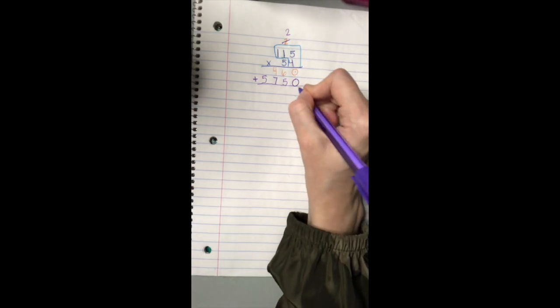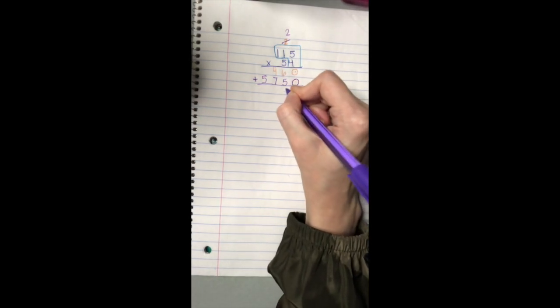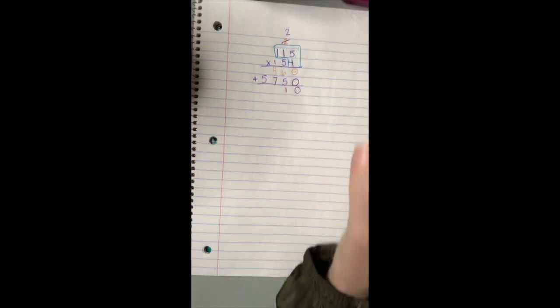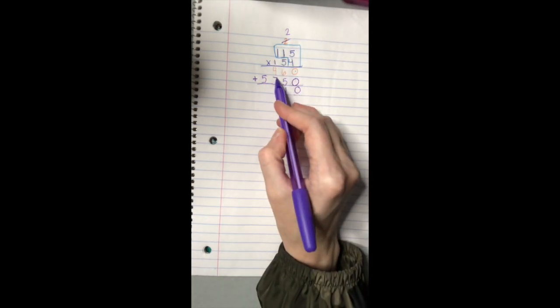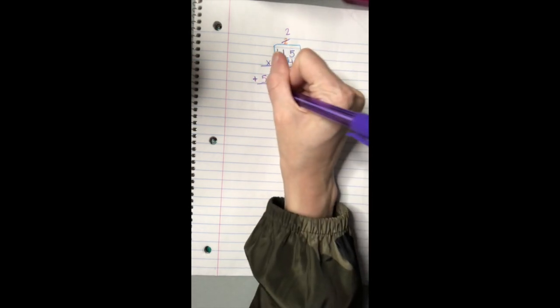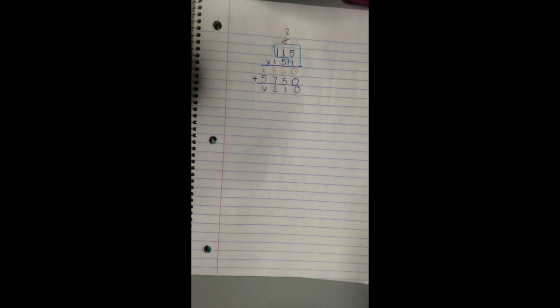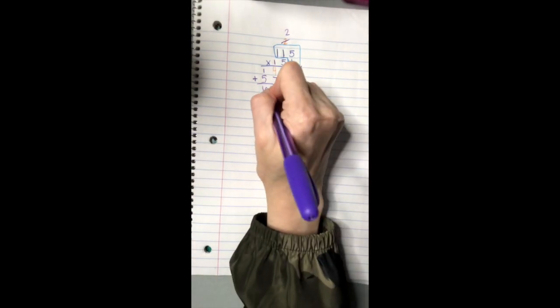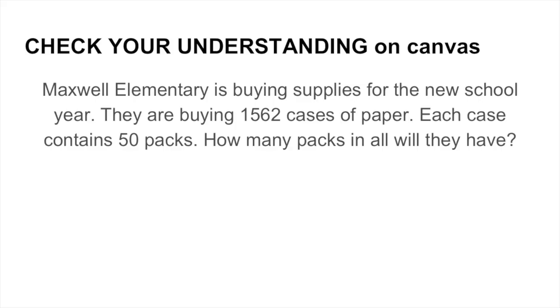0 plus 0, 0. 6 plus 5, 11. 1 plus 4 plus 7. Okay, 4 plus 7 is 11, plus 1 more is 12. And 1 plus 5 is 6. So my final answer is 6,210.